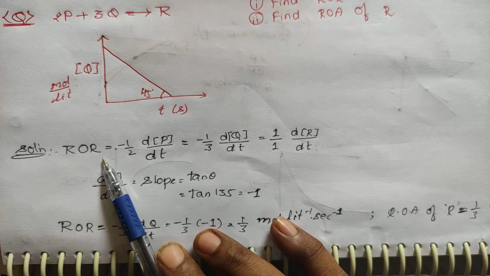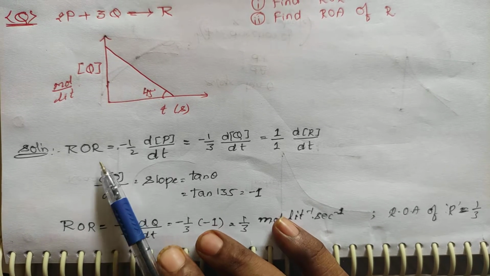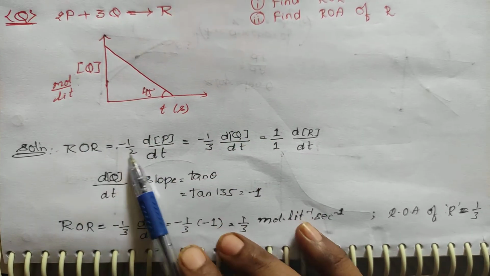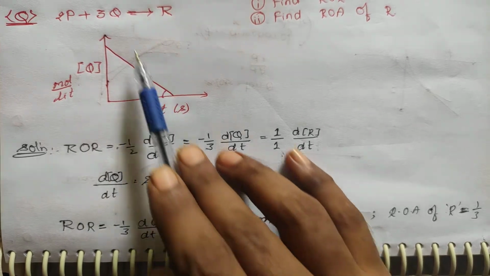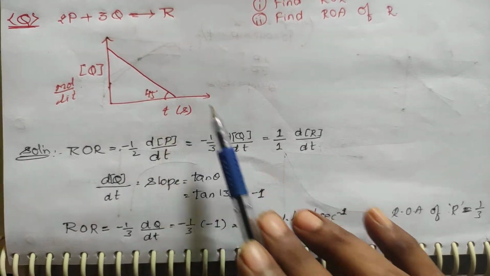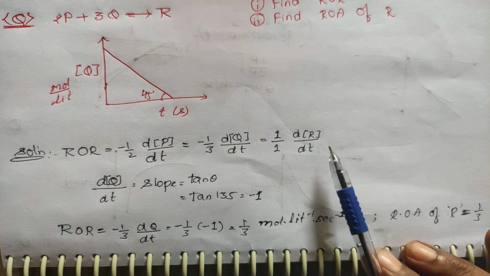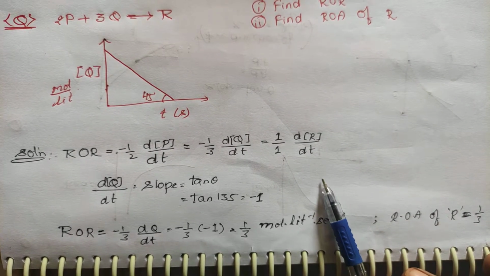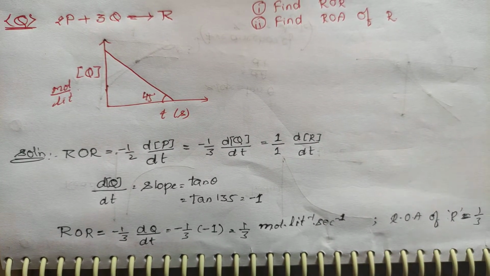Rate of reaction will be equal to this one: minus 1 by 2 dP by dt should be equal to minus 1 by 3 dQ by dt, will be equal to minus 1 by 1 dR by dt. Okay, this is the condition.